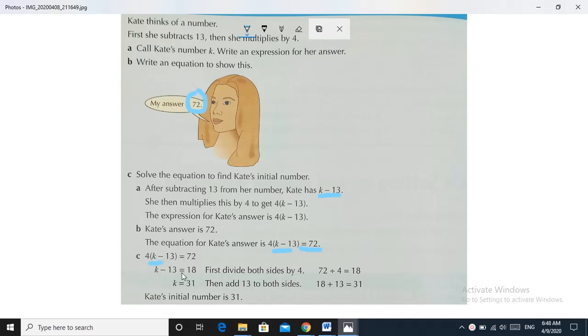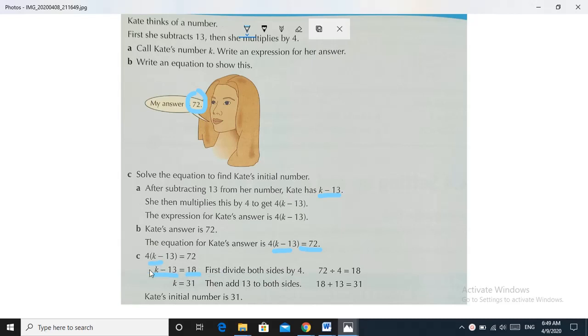The first step would be to divide, because we have multiplication here, so we have to do the inverse operation. So first we divide both sides by 4. If I divide this side by 4, we get 1. The coefficient here is 1. 72 over 4 is 18. So K minus 13 is equal to 18. Now we got K minus 13 equal to 18 as simplified.